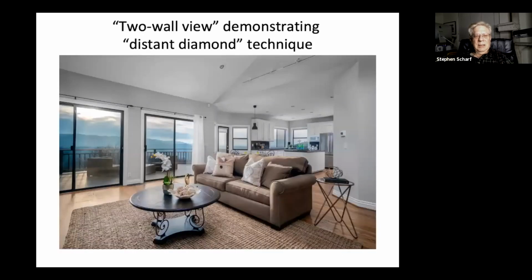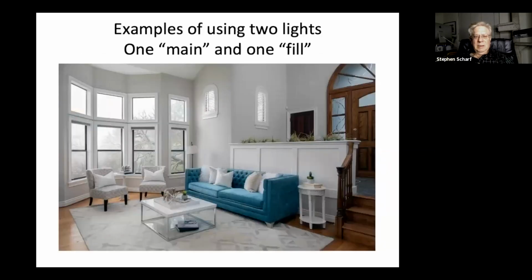This is just a 2-wall view showing the distant diamond technique. This is just a house I shot again, that the Twilight shot you saw. I've got the flash basically off to my right here, off axis, and it's lighting up this room. And then I've got another flash you can't see around the corner that's lighting up the kitchen for fill as well, just to light up the entire space here. So again, this is just an example of that distant diamond technique, showing you how nicely it works.